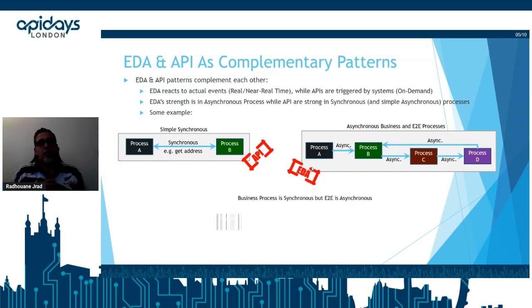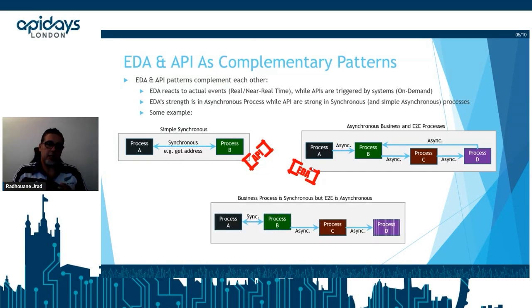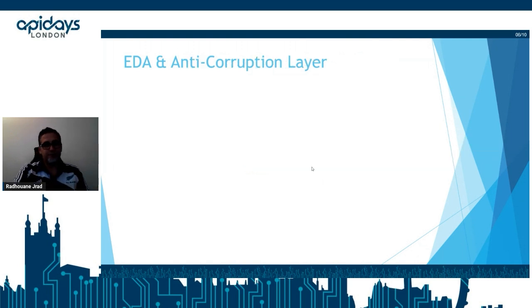However, when you get a combination of the two, then it becomes challenging. So the business process is synchronous, but behind process B, there is a lot of asynchronous stuff. You can do it with APIs, you can do it with EDA, or you can optimize with a combination of the two. Okay, so the idea here is you have a hammer and a screwdriver. You should not hammer with the screwdriver, and you should not screw with the hammer.